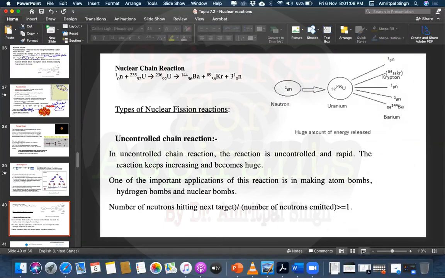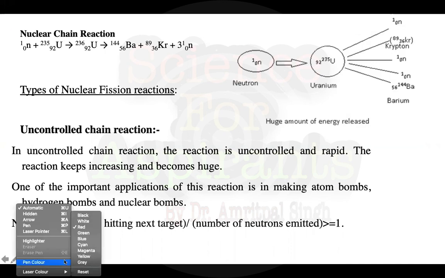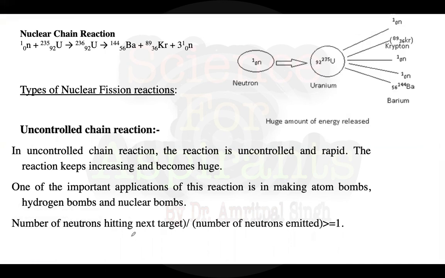So in this uncontrolled chain reaction, the reaction is uncontrolled, and it is very rapid. Basically it depends upon this multiplicity factor, that is the number of neutrons which are hitting the next target over the number of neutrons which are being emitted. This multiplicity factor is generally represented with k, and if k is greater than 1, then it is an uncontrolled chain reaction.